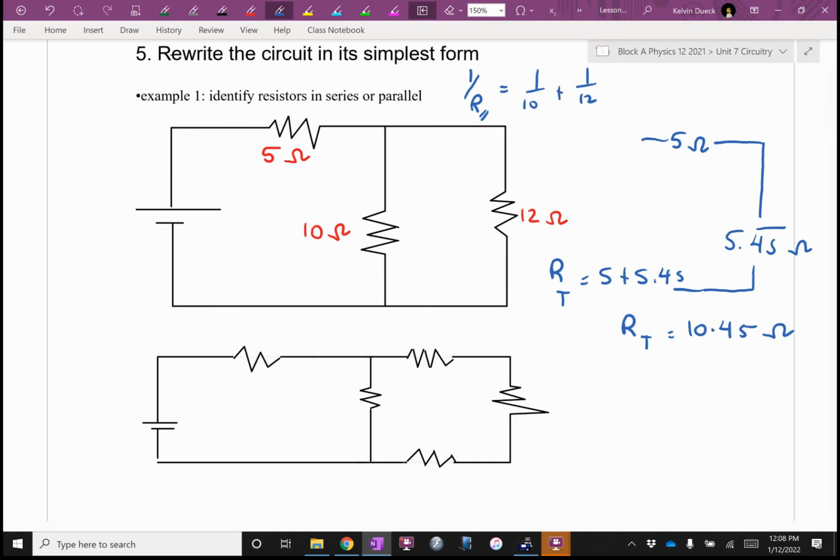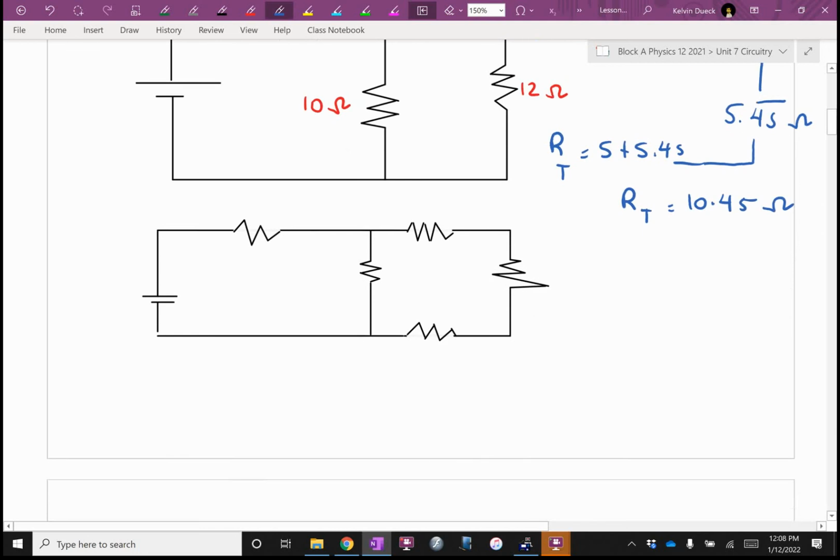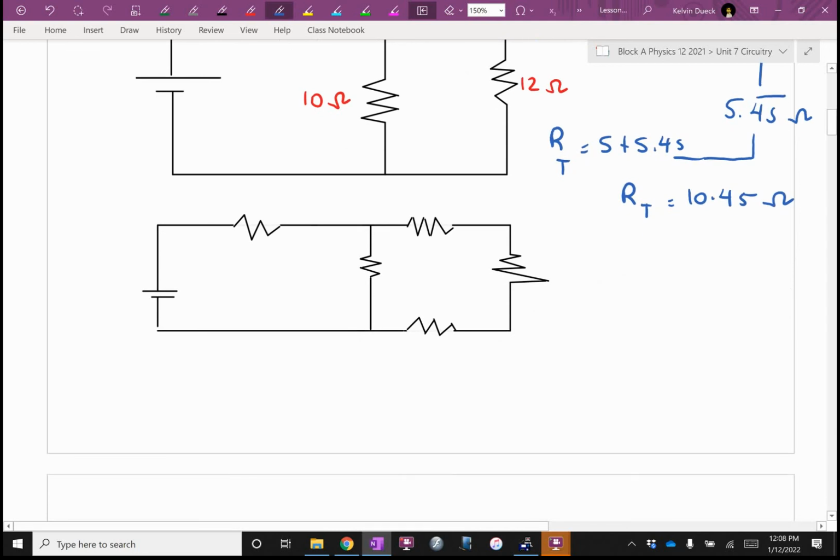Is that all right? What about this second one? How would I combine this? Again, I'm going to make up some numbers. Let's call this 4 ohms. Let's make this 8 ohms. Let's make this 8 ohms. Let's make this bottom one 4 ohms. And I don't know, let's make this 12 ohms.